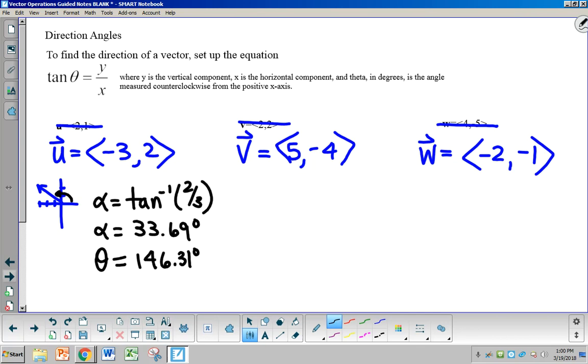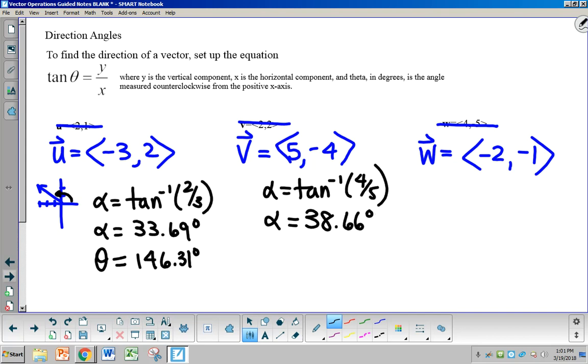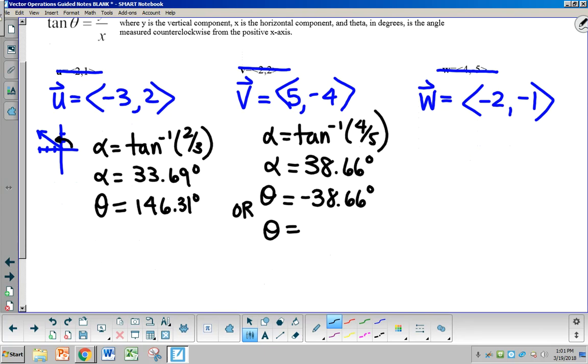All right, what about this one here? What quadrant would this one be if it was in standard position? Quadrant 4. So I know I'm going to have to find alpha here, so this would be inverse tangent of 4/5. It's always the y over the x. What is alpha in this case? 38.66 degrees. Since that's a fourth quadrant angle, we can have two representations. We can have a positive, and the negative could be negative 38.66. What would the positive one be? 321.34 degrees. Good.